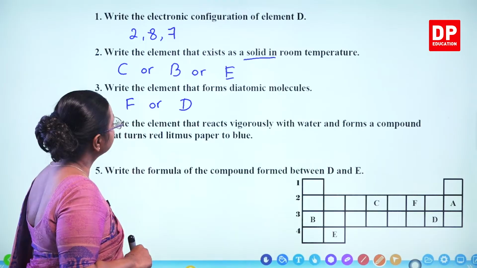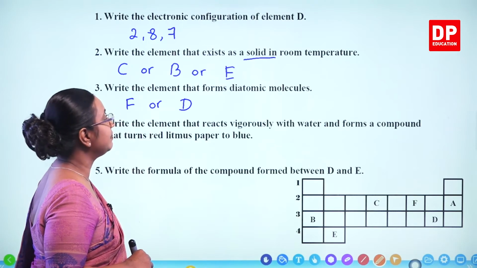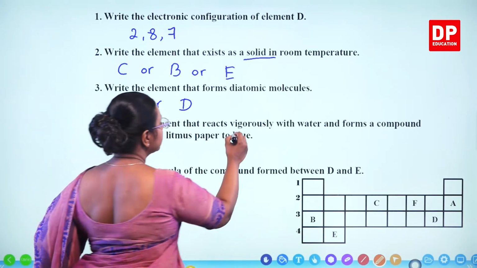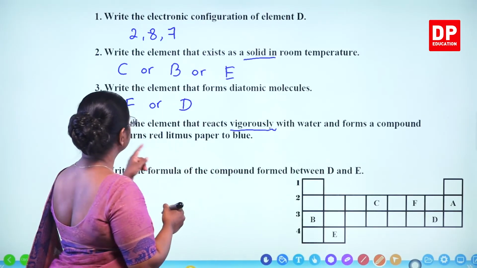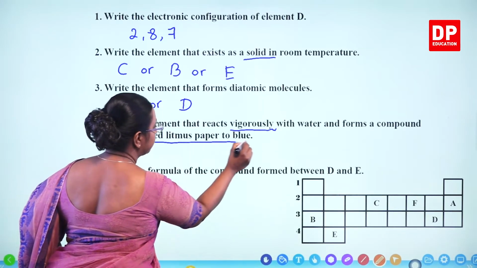Write the element that reacts vigorously with water and forms a compound that turns red litmus paper to blue.